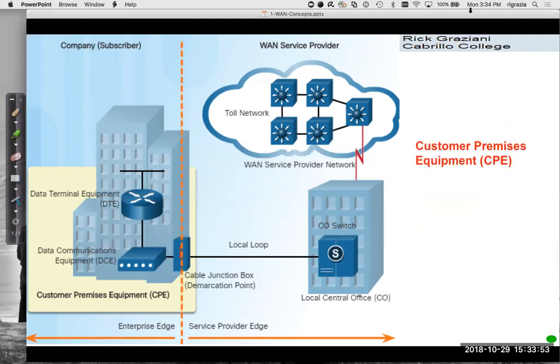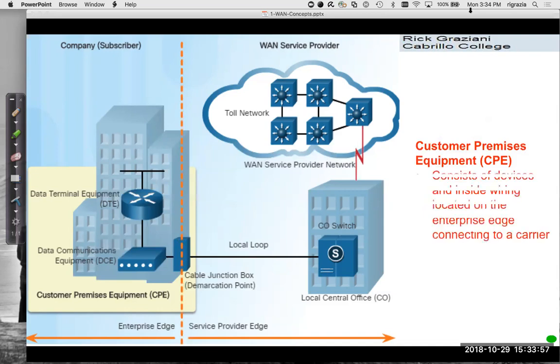All right, so let's start off with customer premises equipment. So also known as CPE. This is just all the equipment, all the devices, all the wiring that the customer has control over, that the customer owns, that's on their premises.